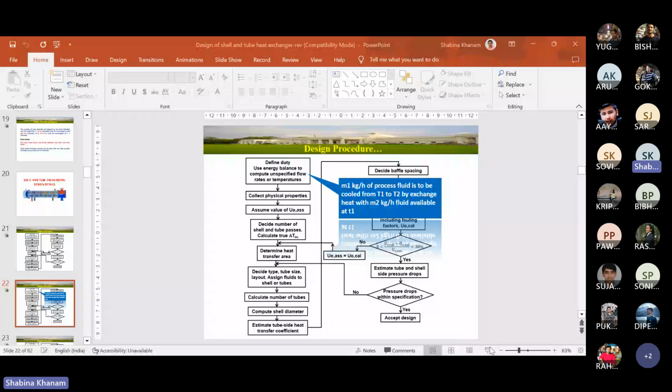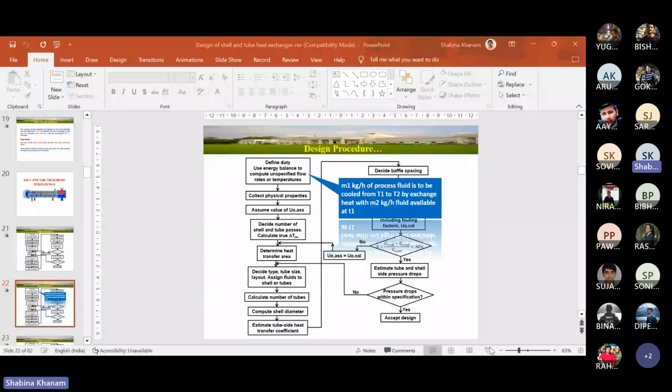This is our class for CED 2 course. If I consider the last class, there we discussed the shell and tube heat exchanger. We started with the accessories involved, like how to choose the tube dimensions, and then once I have the tube dimensions, how to calculate the shell diameter, the bundle diameter, and the clearance. All that we have discussed.